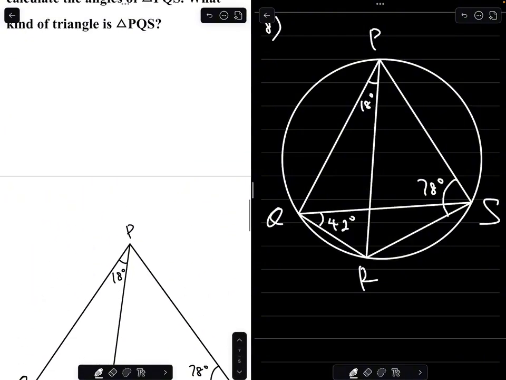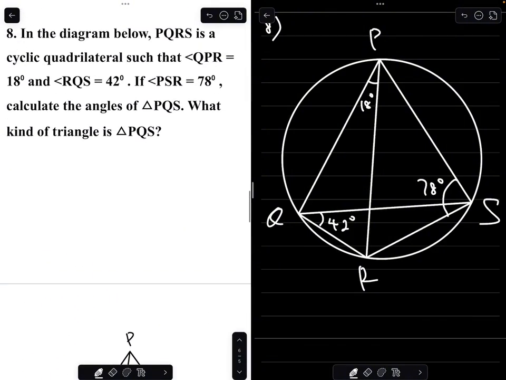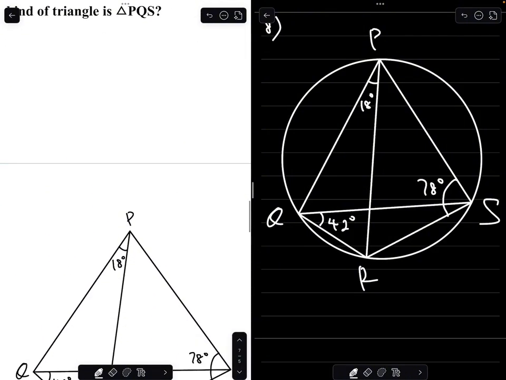Now the question says calculate the angles of triangle PQS. We want to find the angles of triangle PQS. That means we want to find this angle and this angle inside triangle PQS. So how do we do that? First of all, we can see that if this is 18 degrees, then this will also be 18 degrees.